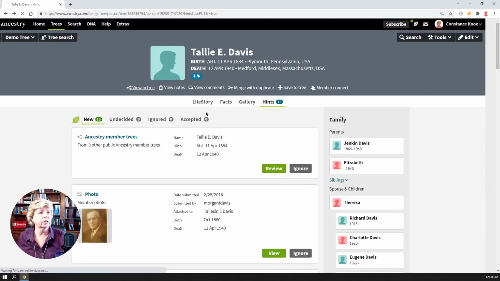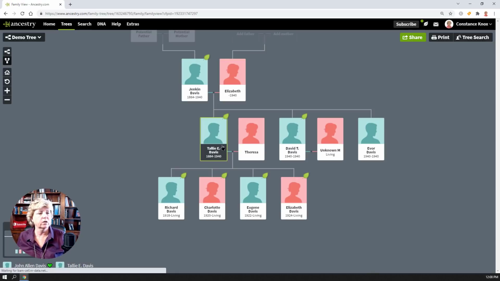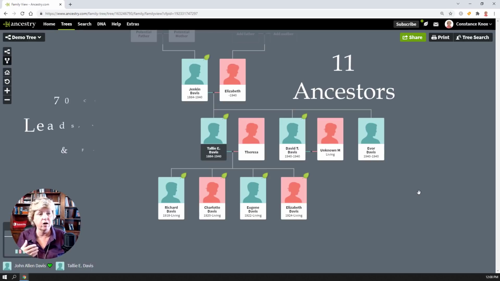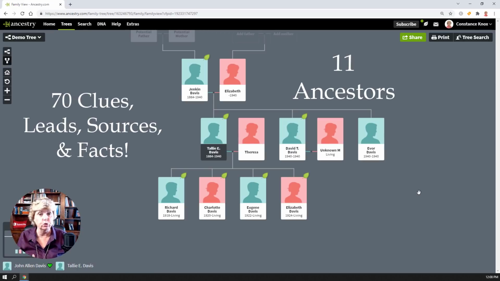We go back to look at the tree. We could then go through all the profiles. I think you're getting the idea, though. We have found a lot. We found 11 ancestors. We found 70 clues. There's the answer to your question. I found 70 clues, hints, leads, sources.